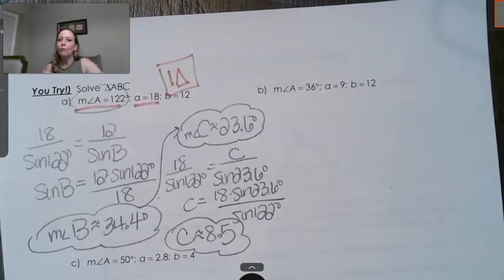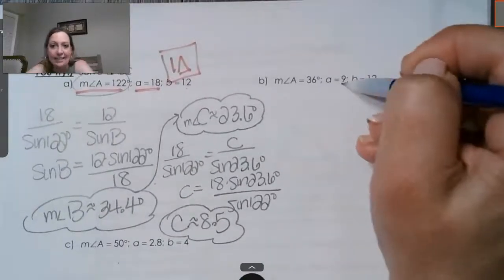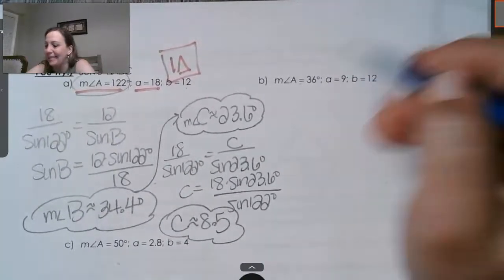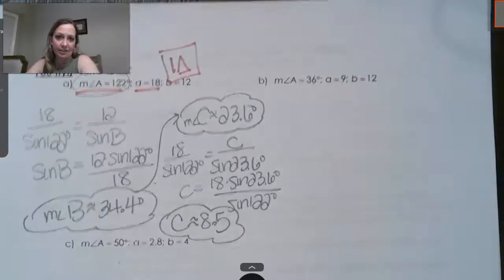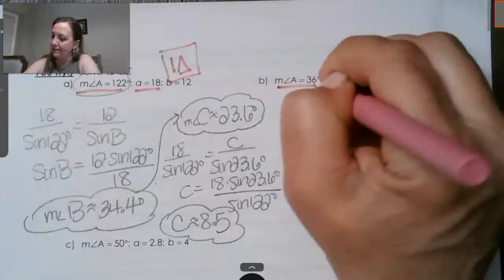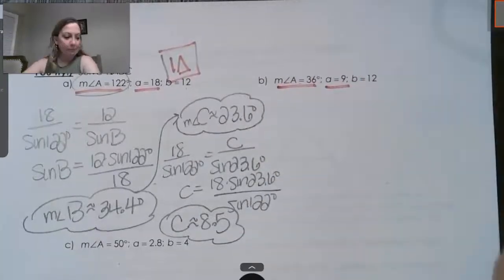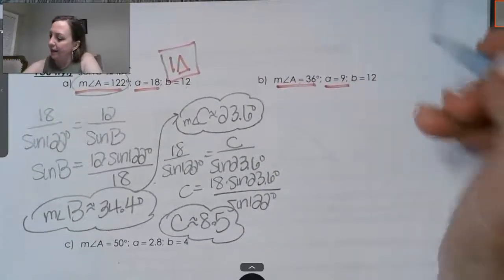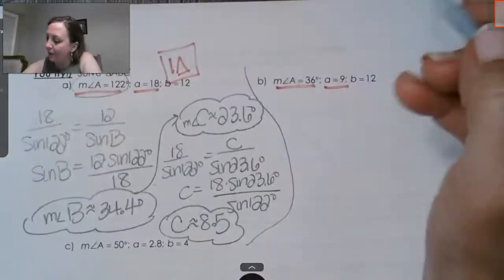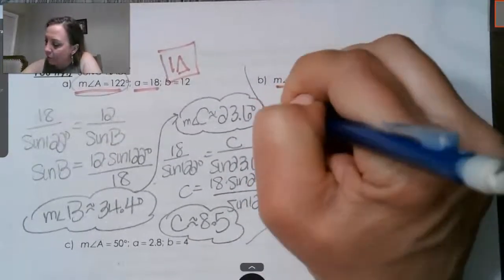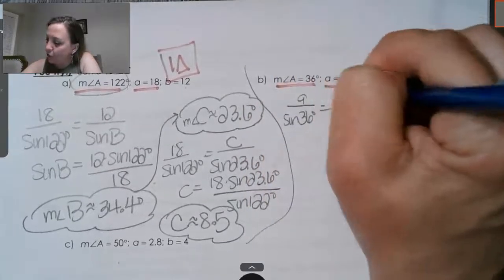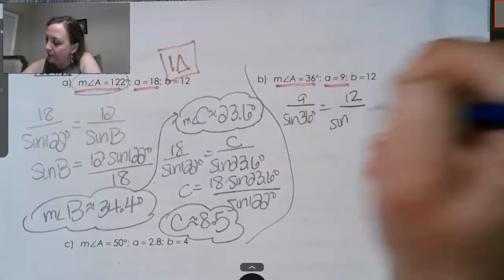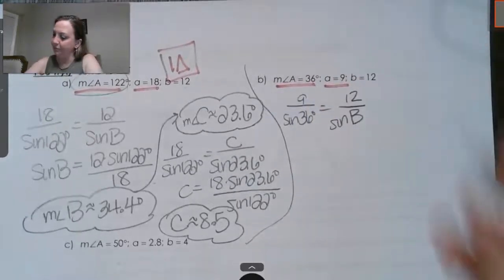Okay. I see that this is an SSA case as well. I see that it's acute. And what that means is that I'm going to need to test, to double check. Okay. So I've got this information here. So I can set that up. 9 over the sine of 36 degrees equals 12 over the sine of B.